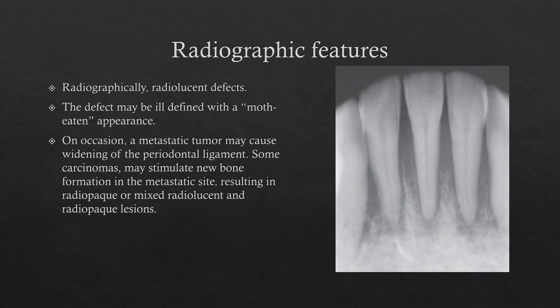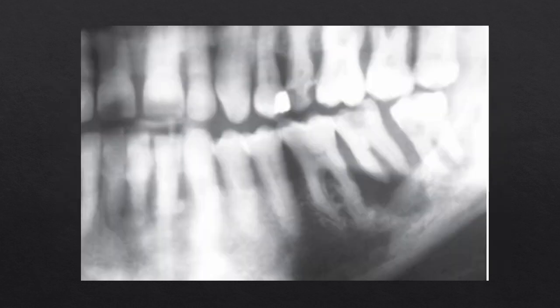Radiographic features are radiolucent areas with haphazard borders, which show a moth-eaten appearance. On occasion, a metastatic tumor may cause widening of the periodontal space and simulate new bone formation in the metastatic site, resulting in radiopaque or mixed radiolucent radiopaque lesions. This is part of an OPG showing radiolucent lesions and destruction of the inferior alveolar nerve canal at the site of the premolar and the molar.